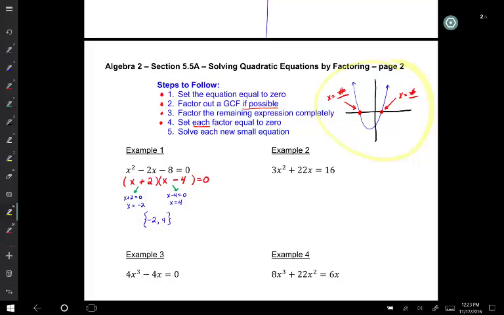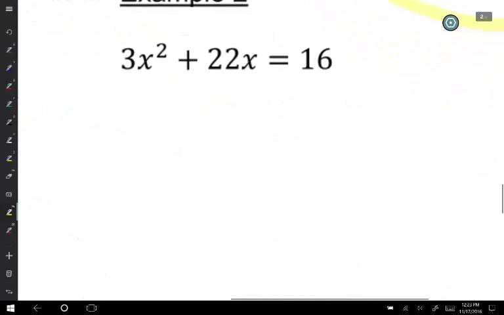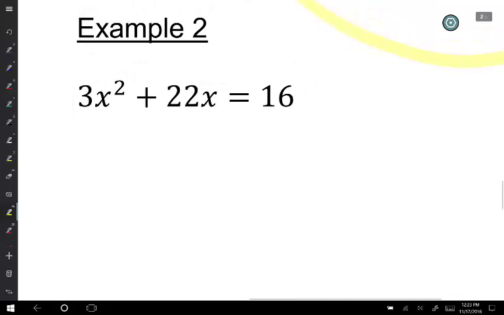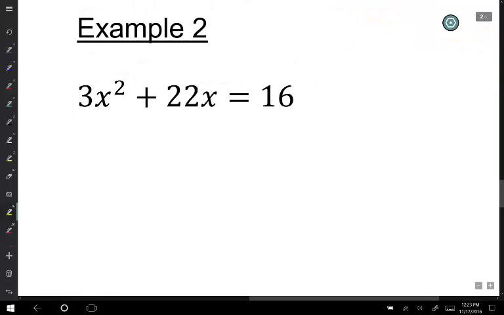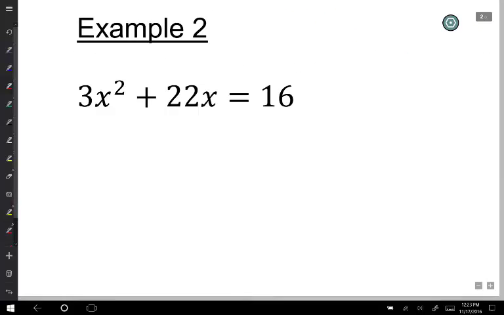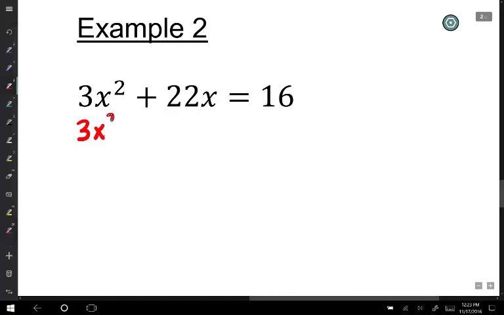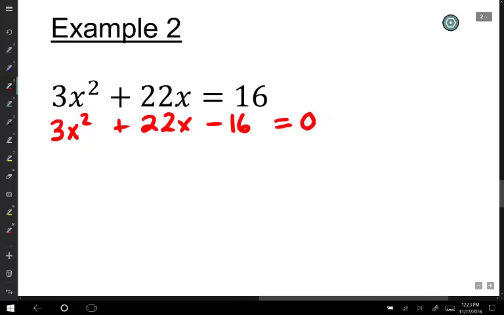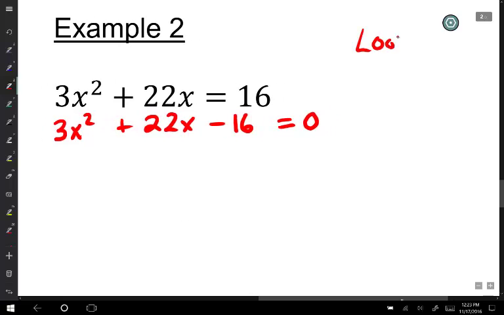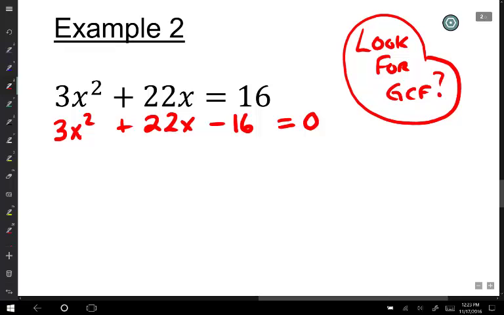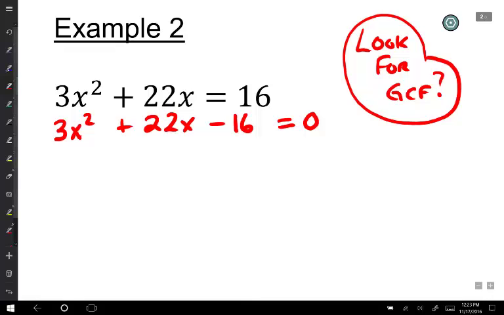All right, let's look at example 2. Intentionally, this is not equal to 0, which is causing us to start the problem by setting it equal to 0. So bring over the 16, if you would please. Second, look for a GCF. Is there one? No. Okay. That's not a bad thing, but we always want to start. Here we go.